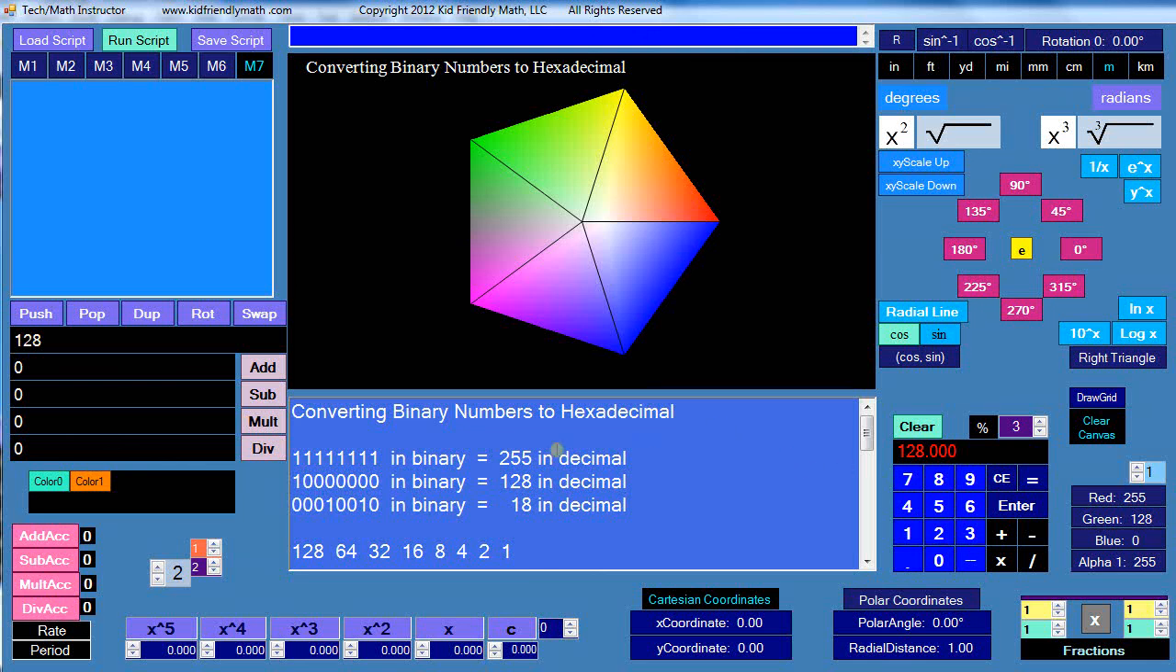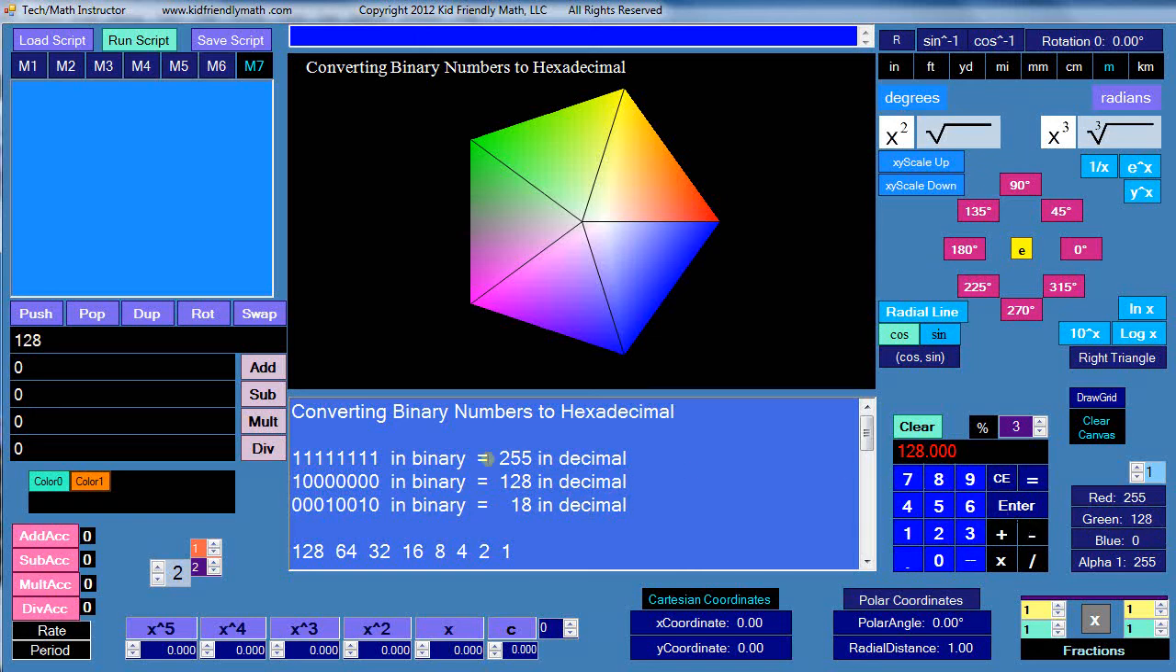In this lesson we'll practice converting binary numbers to hexadecimal numbers, and this might be useful if your programming language requires that you enter values in hexadecimal instead of decimal. Like for instance, in this particular color, color 1 that I'm using, it has a value of 255 for red and 128 for green and 0 for blue, and I'm able to enter the colors in decimal format in this particular program, but not all programs allow that, and sometimes you're required to use hexadecimal, or you just might want to use hexadecimal instead.